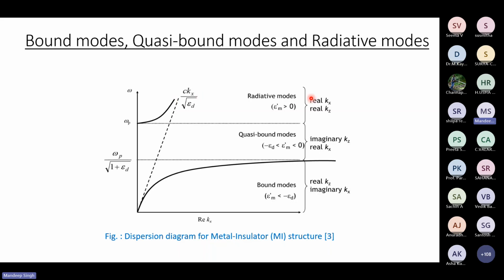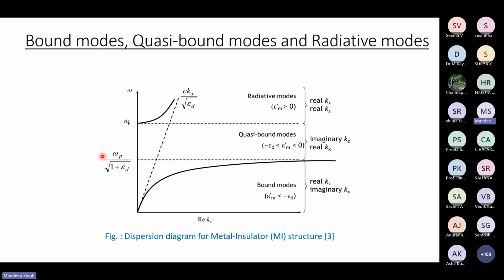So from this only we can see what our cutoffs will be for our nanostructures. It has also been observed that after a certain propagation constant value, it becomes saturated. It will follow this dash line, that is the value of omega p divided by square root of 1 plus epsilon d. So approximately this value can give us the saturated value, or we can say the maximum range for the bound modes.